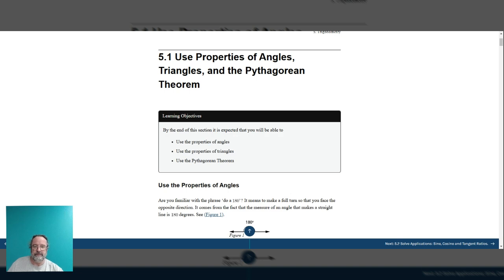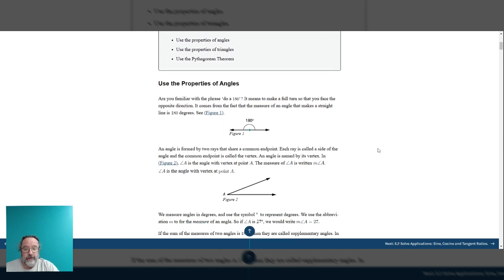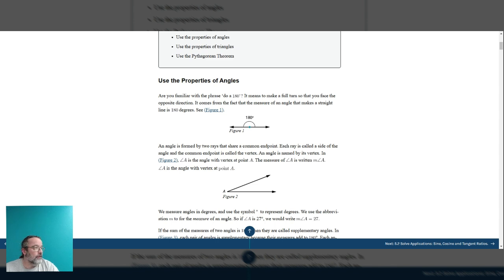Okay, we're back. So, use of the property of angles, use of properties of triangles and the Pythagorean theorem. So, if we have a straight horizontal line drawn as we can see right here, from side around the point, we can see it's 180 degrees. We know that. So that's just a straight line, but makes 180.